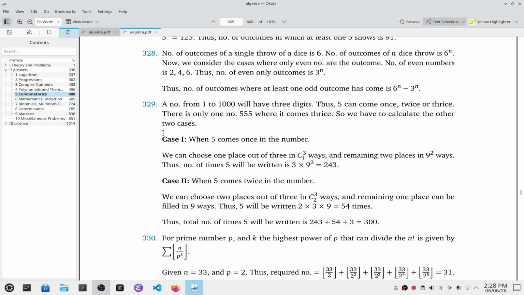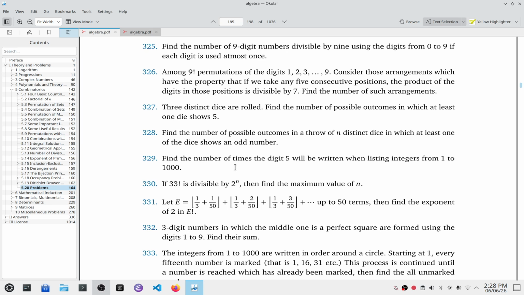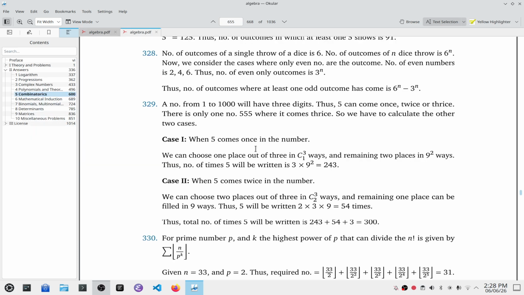So first we get 329 out of the way, which I said I had a brain fade moment in my previous video, so sincere apologies for that. The question was 329: find the number of times the digit 5 will be written when listing integers from 1 to 1000. So we had read the solution, okay? But the thing is that in this you should consider this 1 to 1000 in the form like 001, 002, 003 like that, okay? My confusion was that I did not consider that. Other than that, the solution is correct. The answer is also correct.